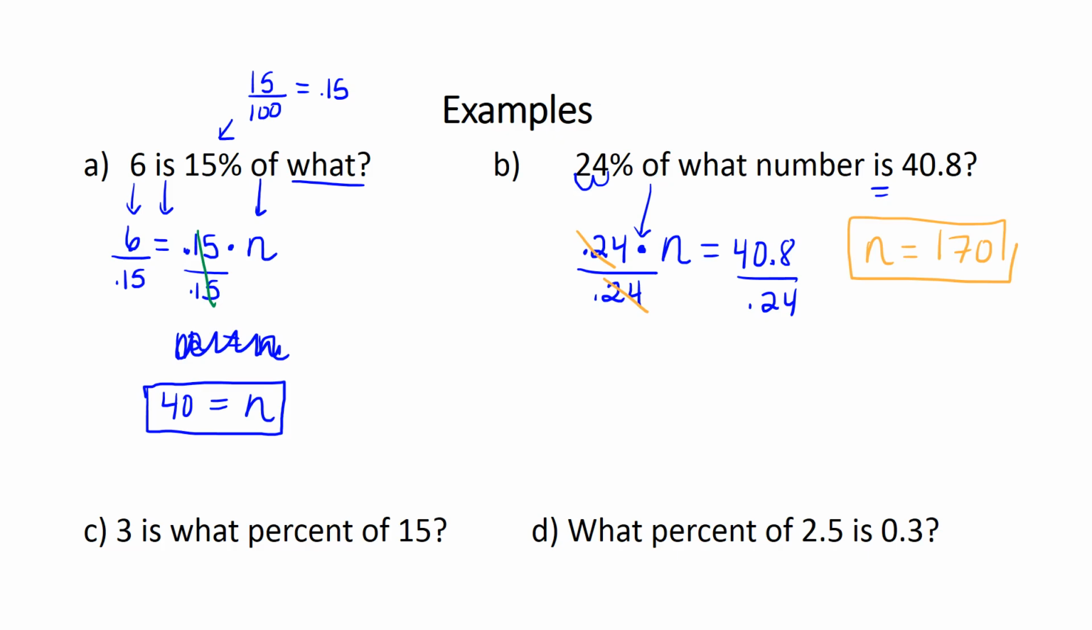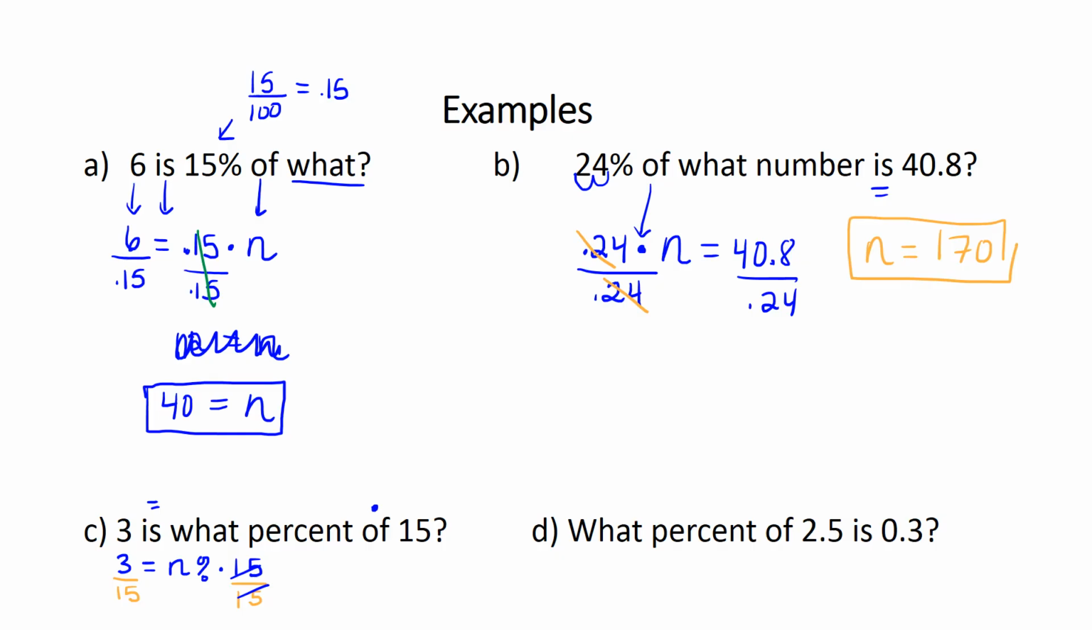And part C, 3 is what percent of 15? So "is" becomes equals, and "of" becomes times. We want to solve this equation for n, since it's n percent times 15. To get the n on a side by itself, we have to divide both sides by 15. Remember, whatever you do to one side, you have to do to the other.